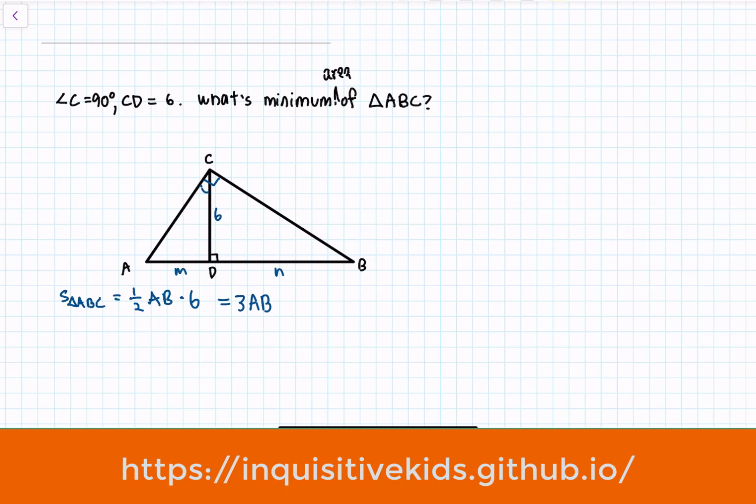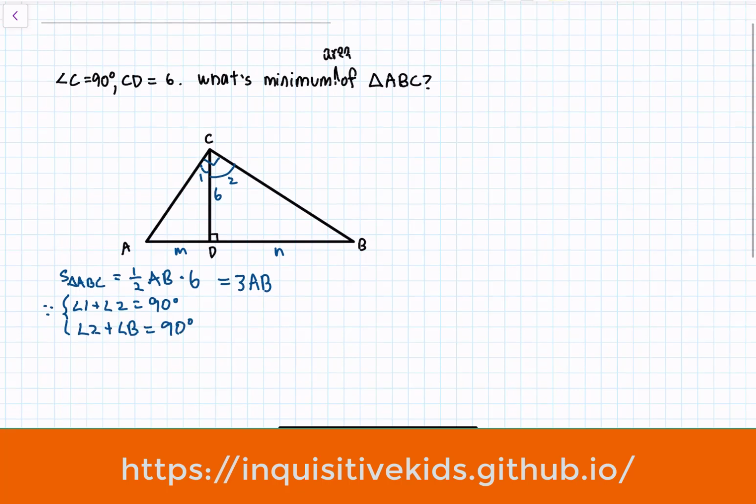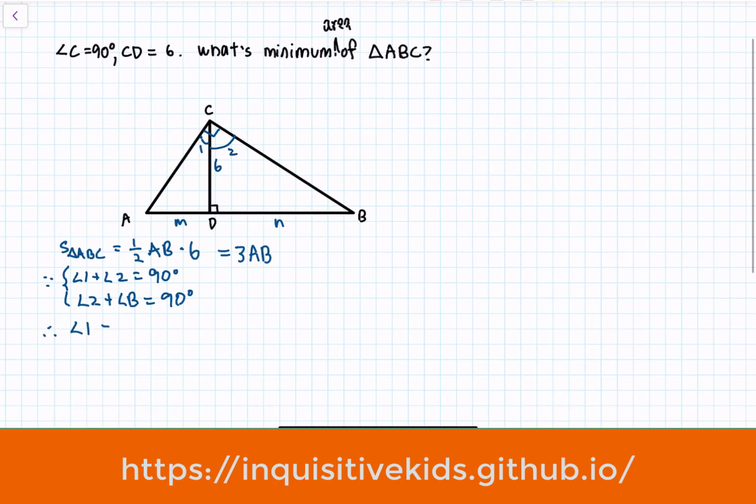And we also see that when we make this angle 1 and this angle 2, angle 1 plus angle 2 is equal to 90 degrees, and angle 2 plus angle B is also equal to 90 degrees, which means that angle 1 is the same as angle B. This tells us that if angle 1 is the same as angle B, and this is a right angle, and this is a right angle, then triangle CDA is similar to triangle CDB.